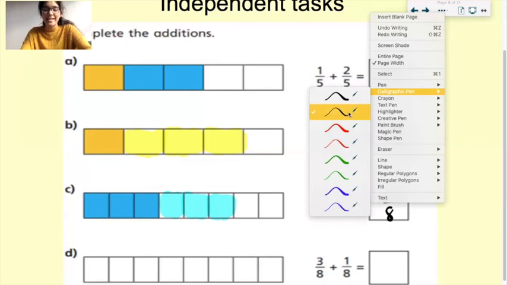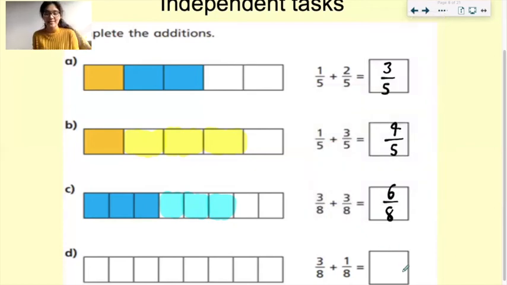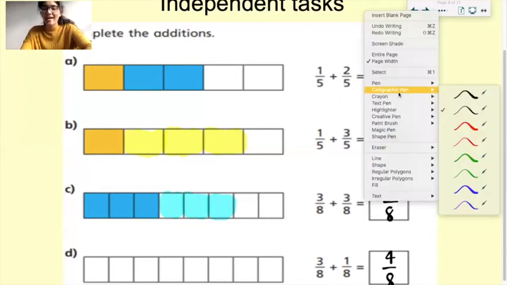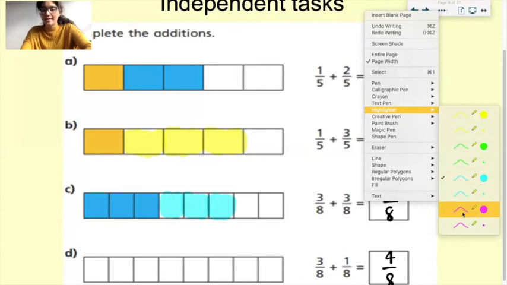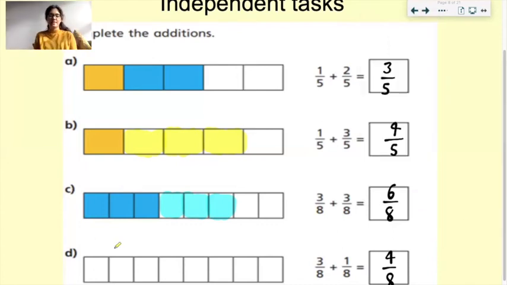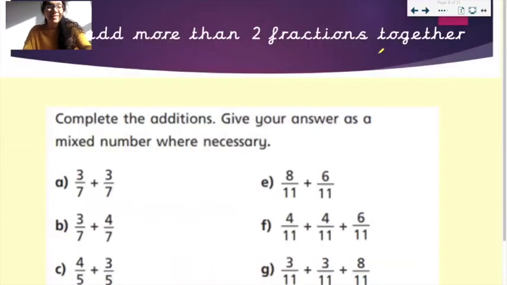And then lastly, 3/8 plus 1/8 equals 4/8. Fantastic. And get my handy dandy highlighter. Let's use pink this time. How many parts out of 8 do I have to shade in? 4. So 1, 2, 3, and 4. And there you go, you've added 2 fractions together. Let's try these ones now.